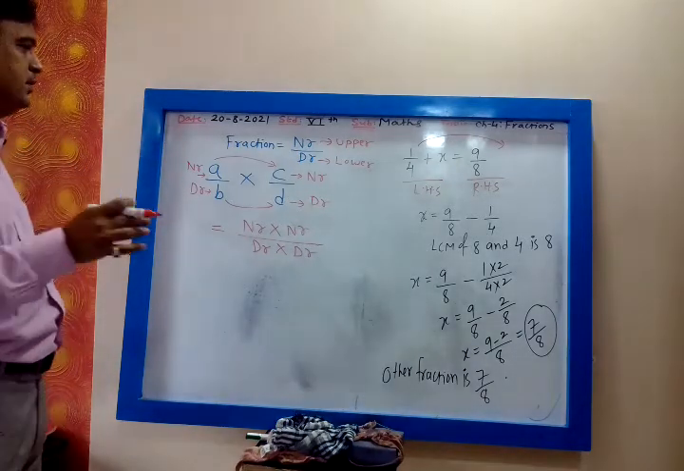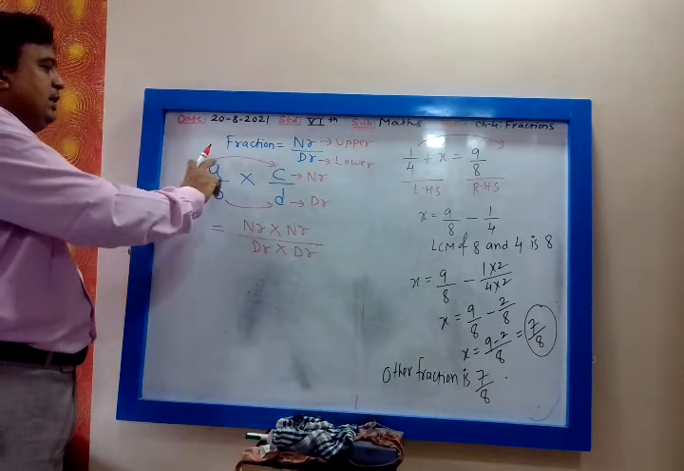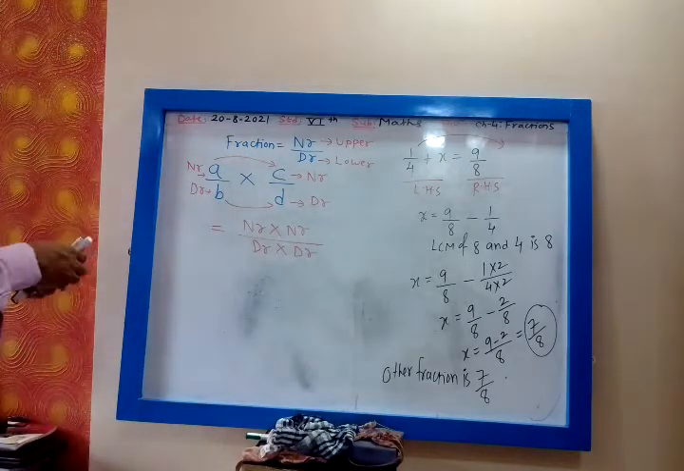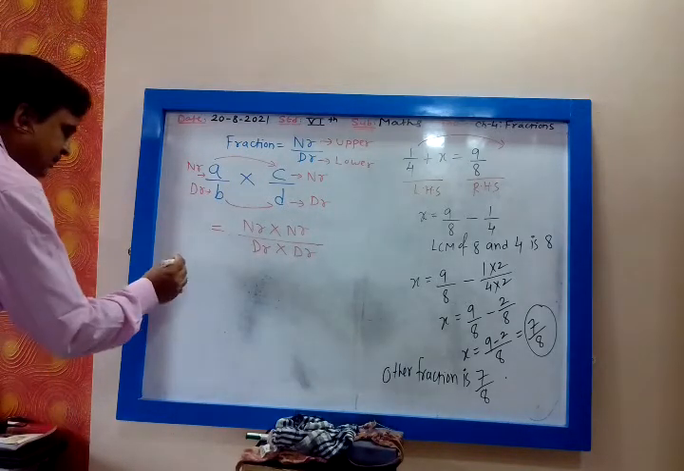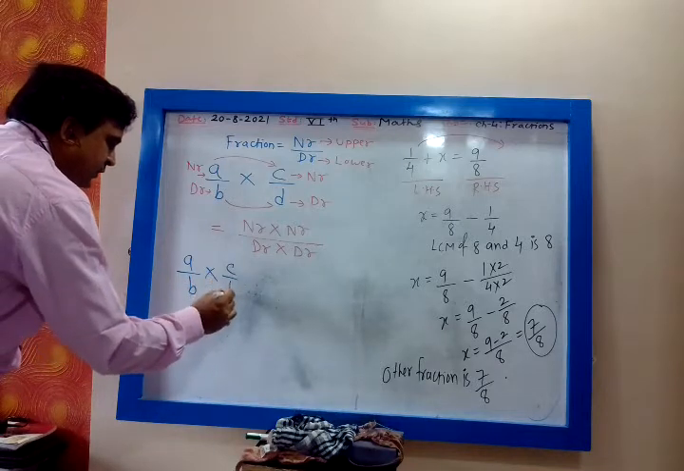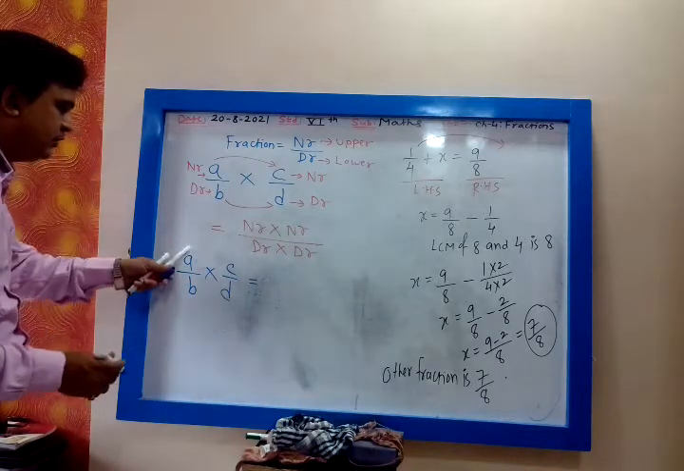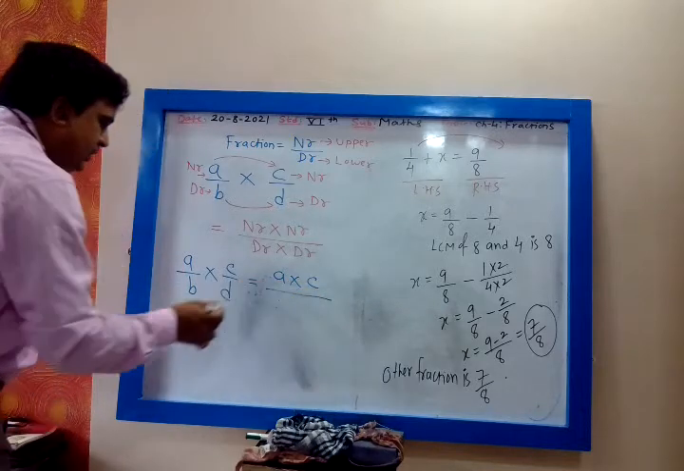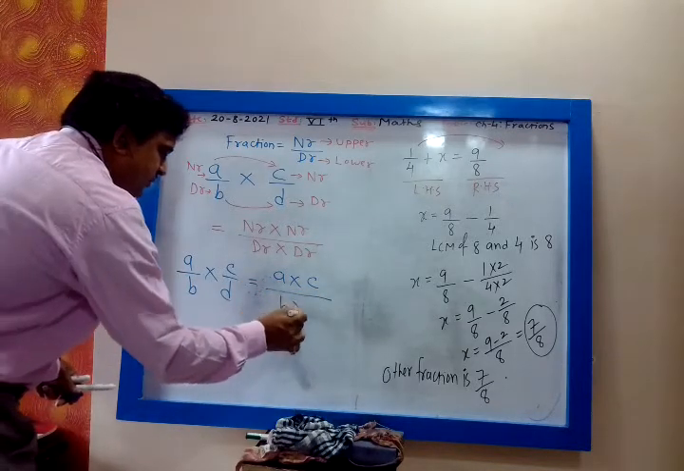So simply, how will you multiply two fractions? Multiply numerator to numerator, denominator to denominator. So finally we write a by b into c by d will be numerator into numerator, that is a into c, upon denominator into denominator, b into d.